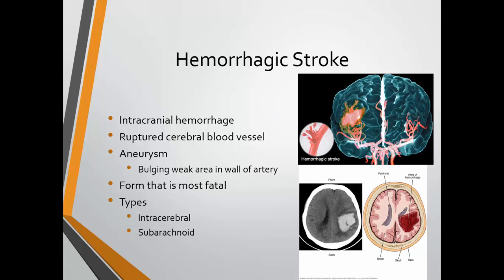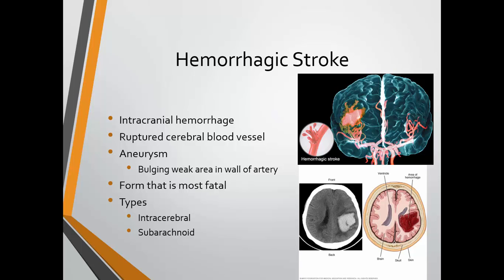And so that causes your intracerebral hemorrhage, or intracranial hemorrhage, which results from bleeding into the brain tissue. An aneurysm is basically a bulging, weakened area in the wall of the artery, and it can actually rupture, causing a hemorrhagic stroke. This form of CVA is the most fatal.